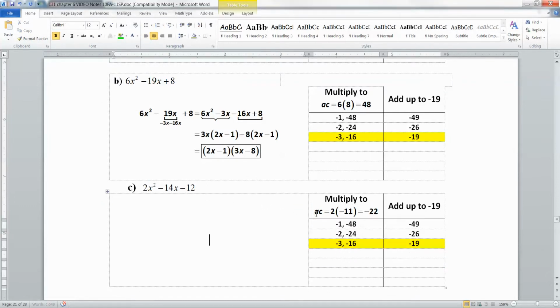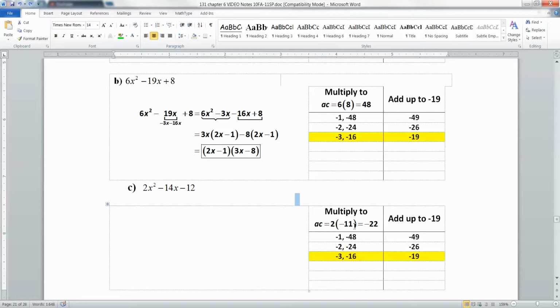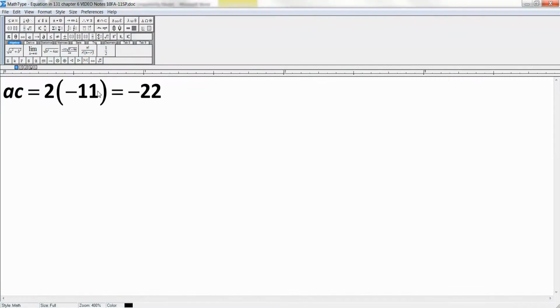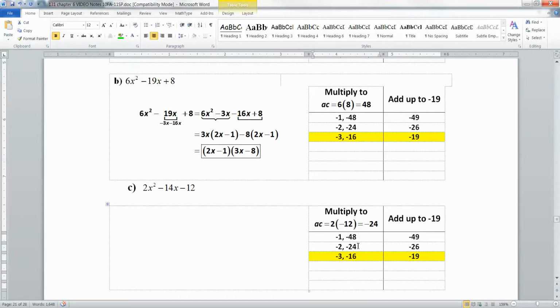Actually, I'm sorry, I'm going to change this on you. I'm going to make it 12 just because 22 is so obviously not going to work. All right, so let's make it 12. So if I do 12, then it's negative 24. I'm hoping this works because I just made this up as I'm going. Okay, so what are some things that can make negative 24?